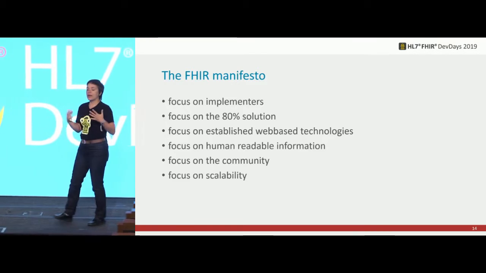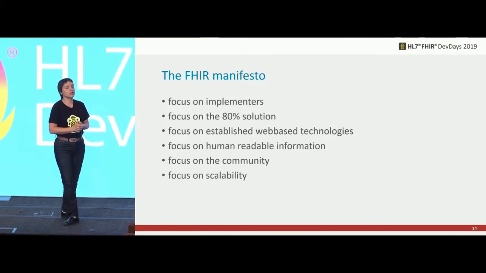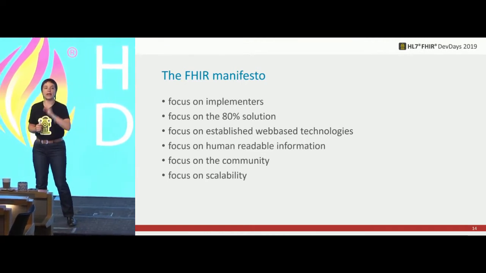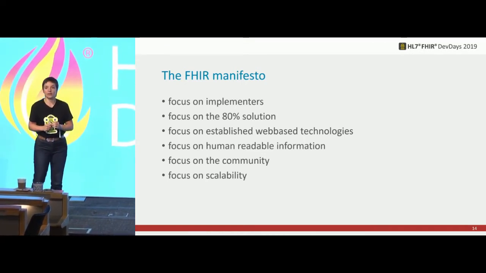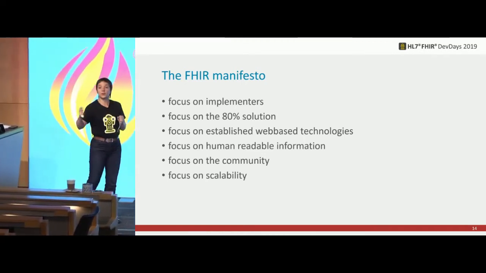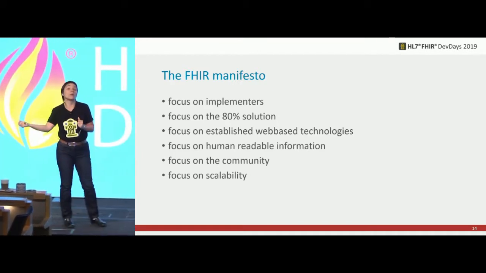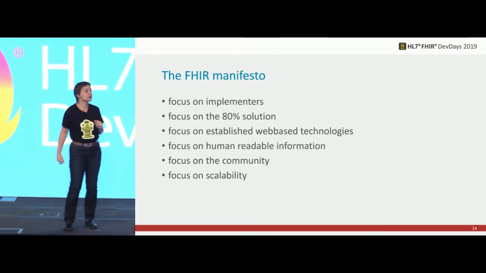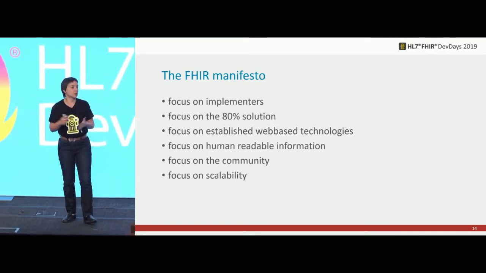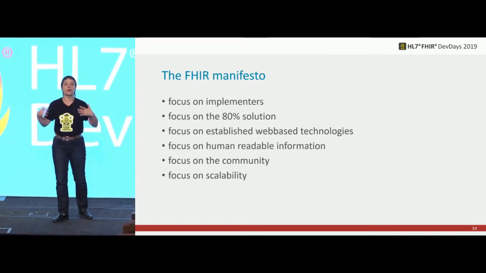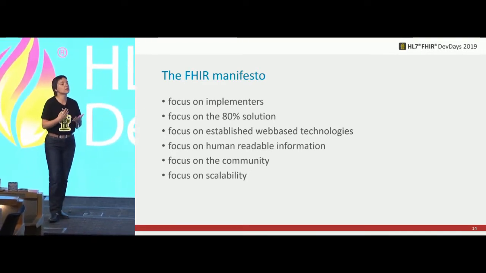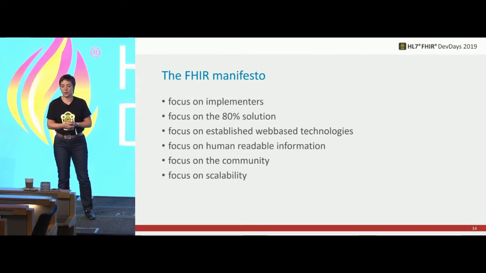Also, there's this 80% rule, which says we are only going to standardize what is used in 80% of the cases. If there's something that is very specific to one domain in healthcare or very specific to one or more countries, it will not go into the core specification, and instead we will have to use extensions for that. And that's in order to keep the standard as simple as possible.